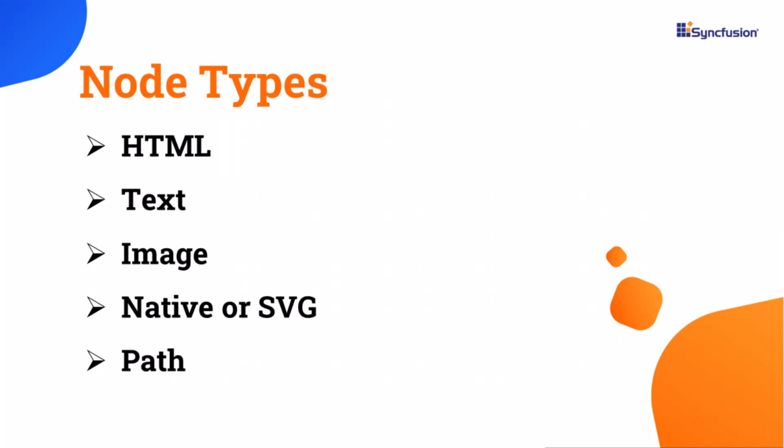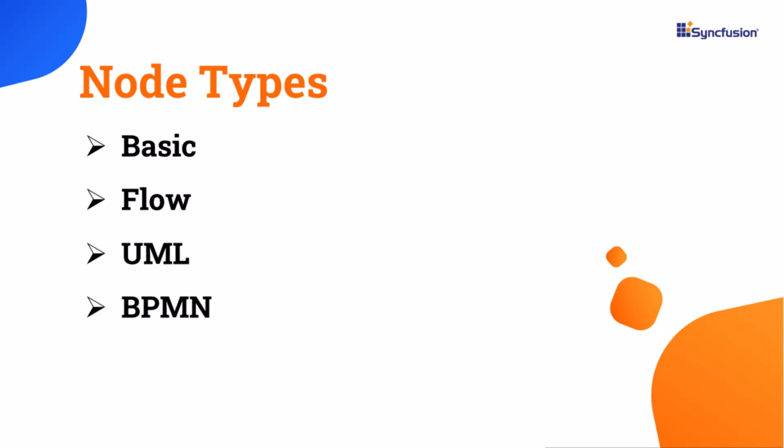The React diagram supports 9 different types of nodes. For the HTML, text, image, native, and path node types, you need to create custom shape data. The basic, flow, UML, and BPMN node types come with their own sets of built-in shapes.